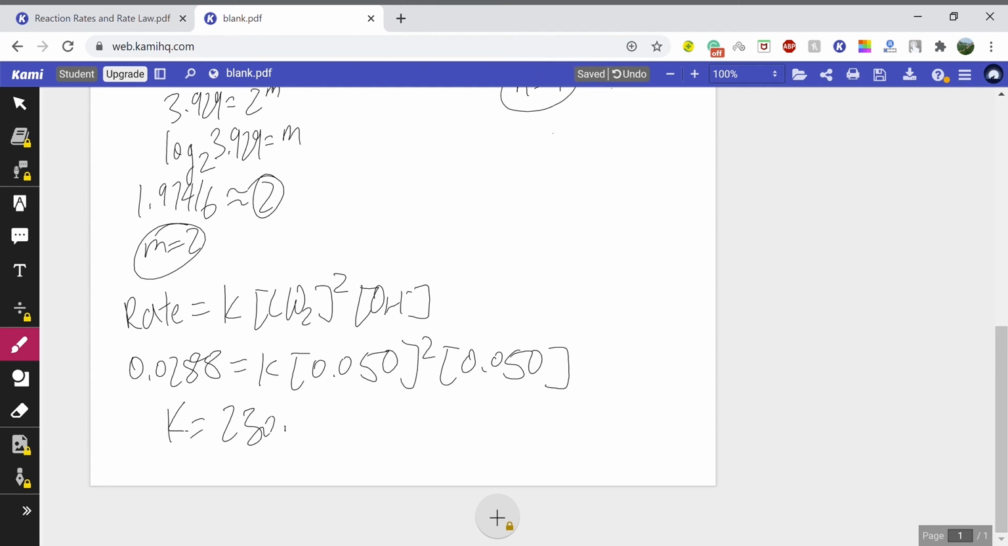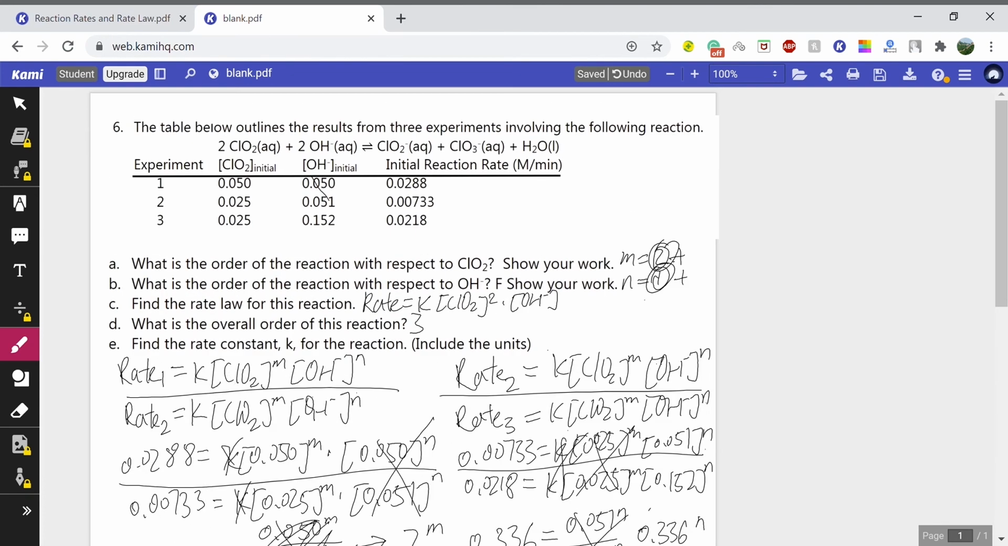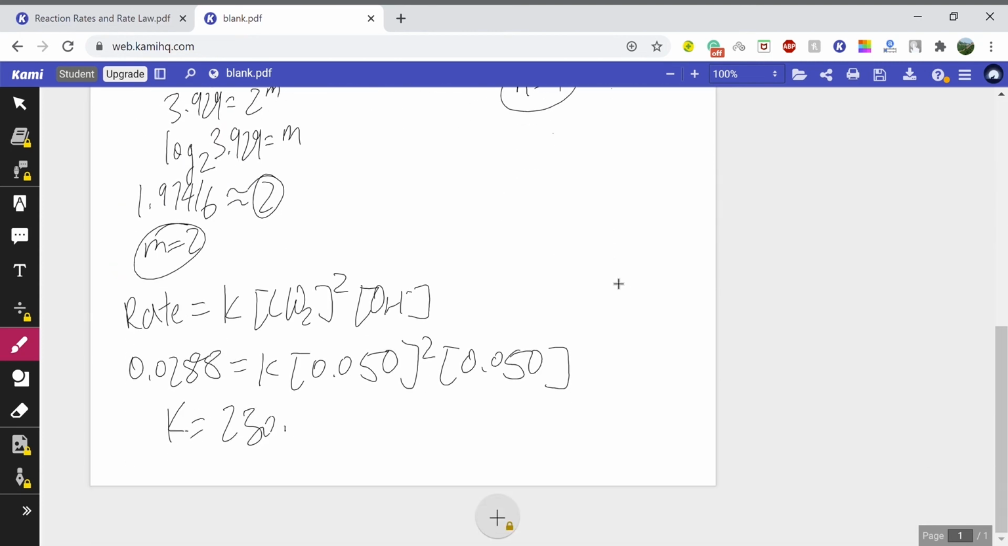Now finally we need to include the units. What would the unit be? Rate is in molar per minute. Now you need to be careful. Sometimes you're given rate per second, molar per second, and sometimes you're given molar per minute. So this time we're dealing with molar per minute. So molar per minute, rate, equals K times, these are both concentrations, so both of these will be molar. Molar times molar. So if we divide this side by molar squared, that's basically canceling out these molar times molar, to leave us with K.